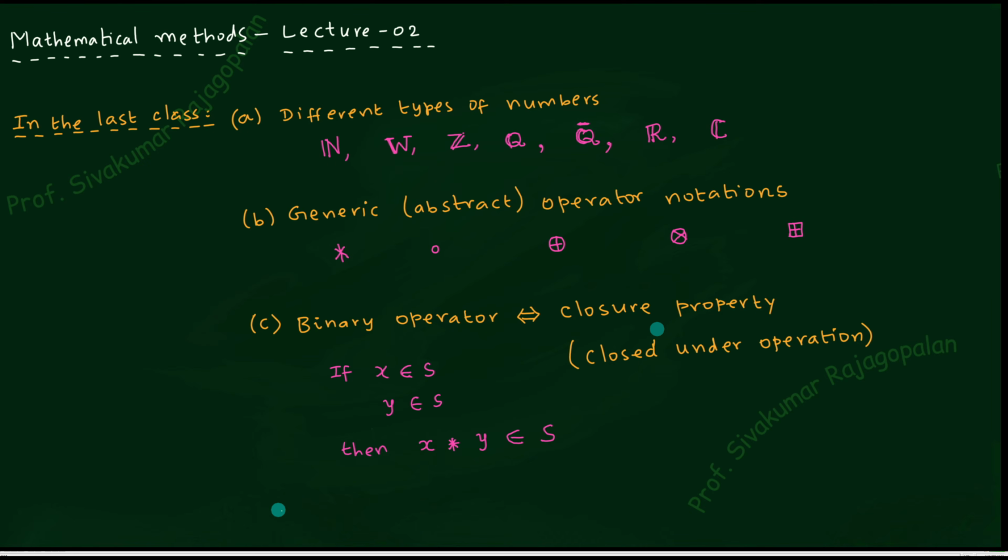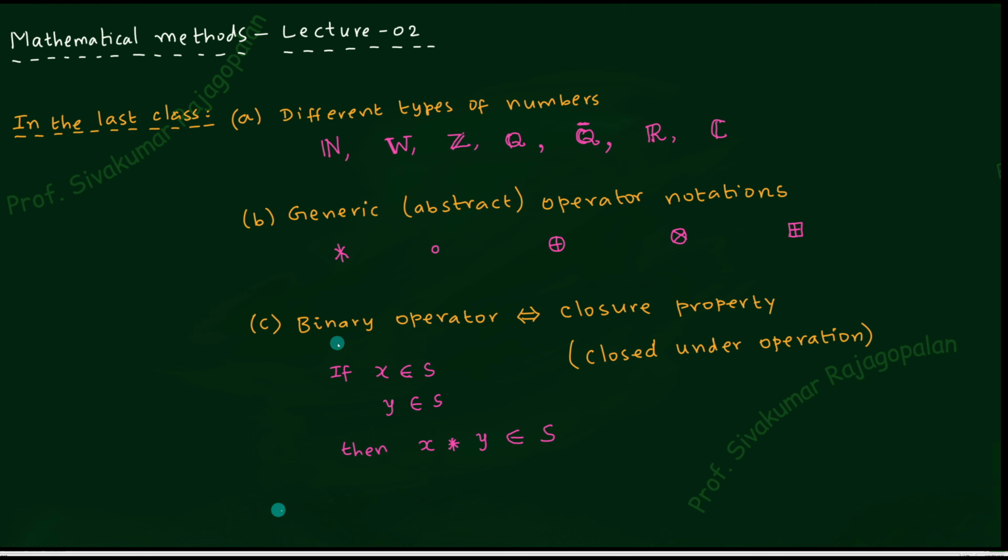This is a fundamentally important one. If the closure property is not there, there is nothing to discuss about groups. There is no group theory, there are no fields, no rings, nothing, no vector space. So therefore, the binary operator is a very fundamentally important topic.